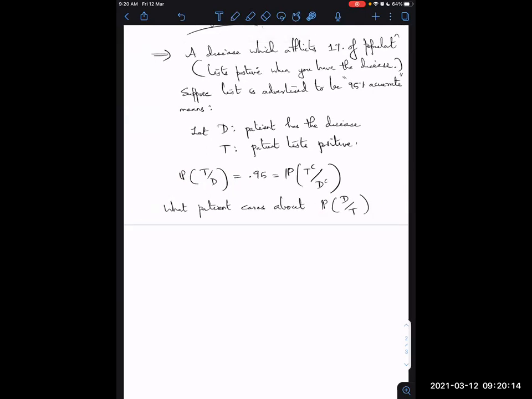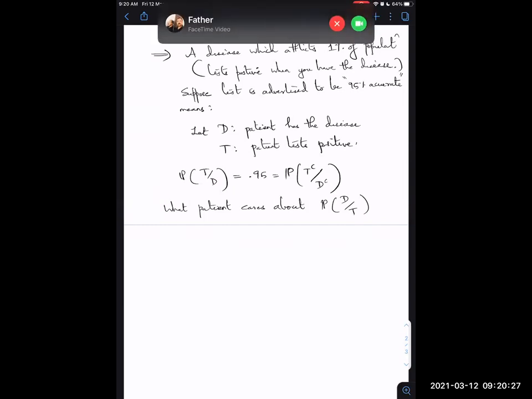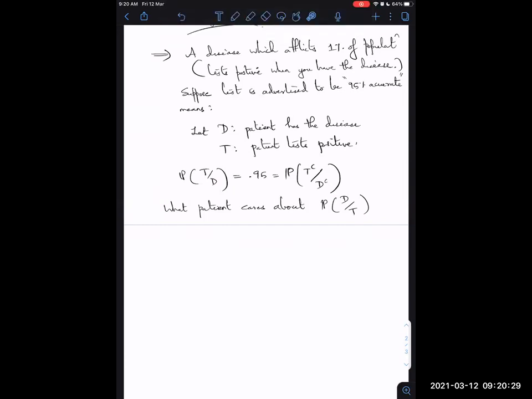Okay. So is the setup clear for everyone? Are the notations clear? Okay, sorry for that. If it's clear, then let's move to the solution of this.